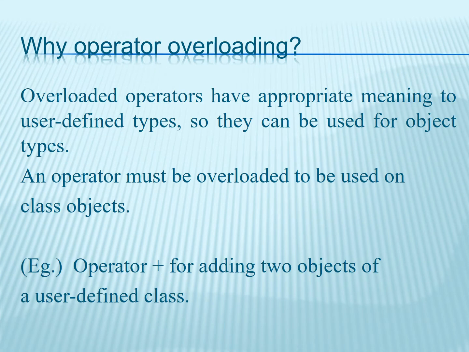Why do we overload an operator in C++? Overloaded operators give appropriate meaning to user-defined types, so they can be used for object types. An operator must be overloaded to be used on class objects in C++. Operator plus can be used for adding two objects of a user-defined class. Let us see examples of operator overloading.